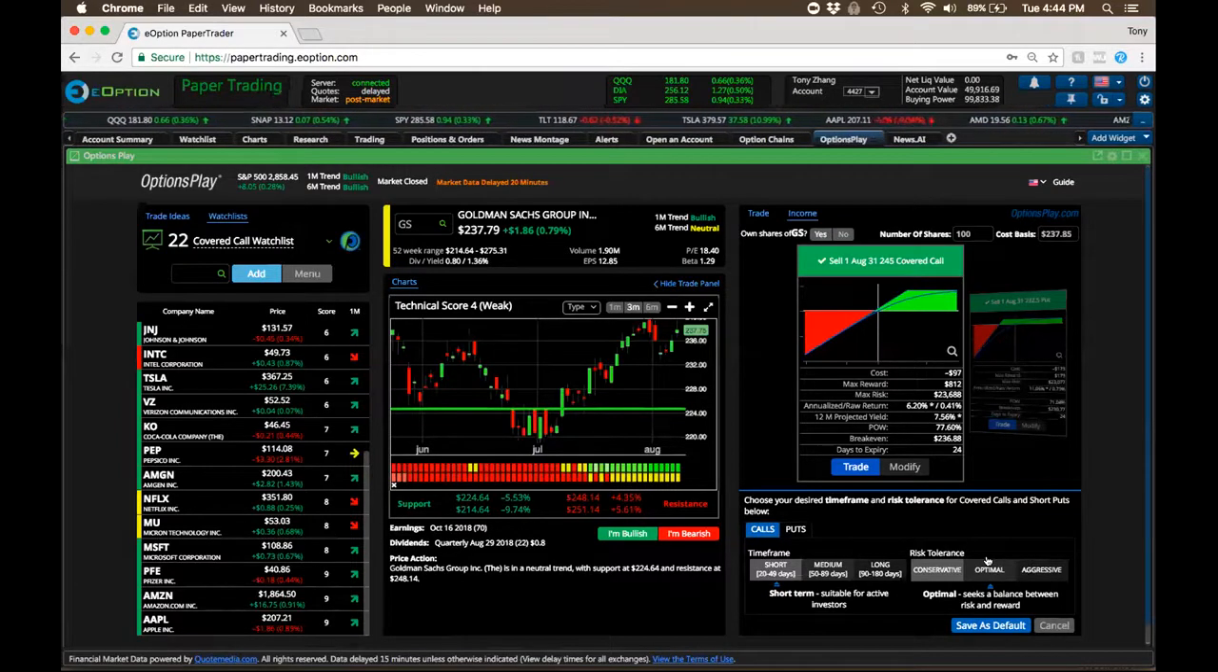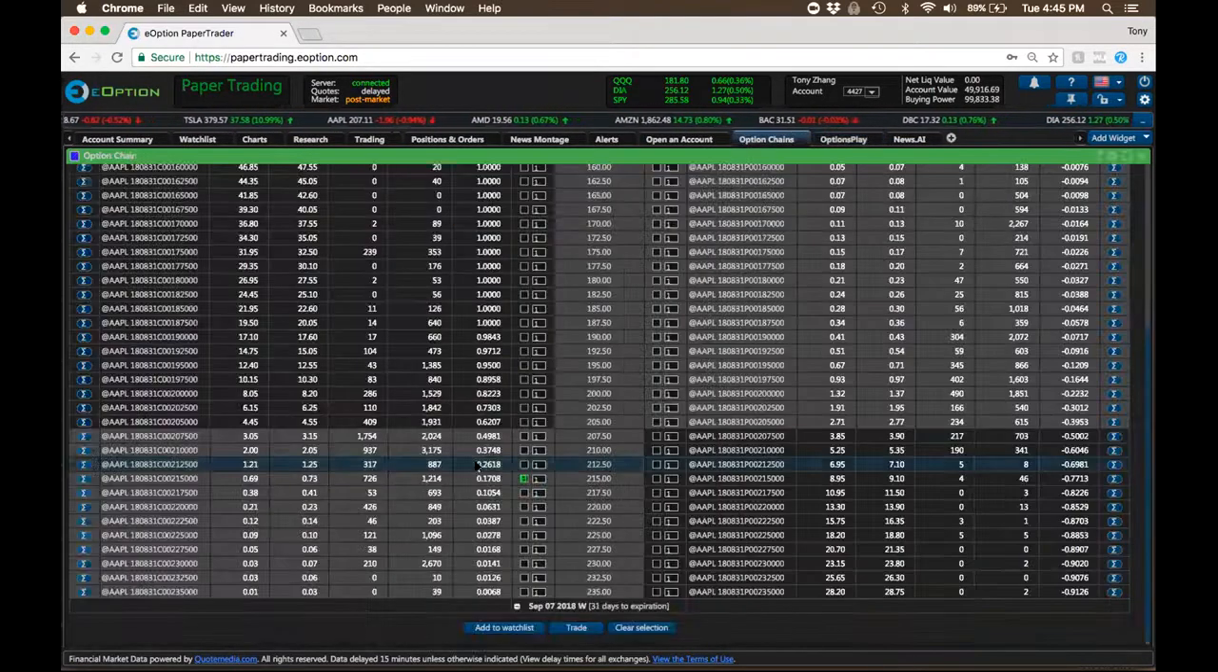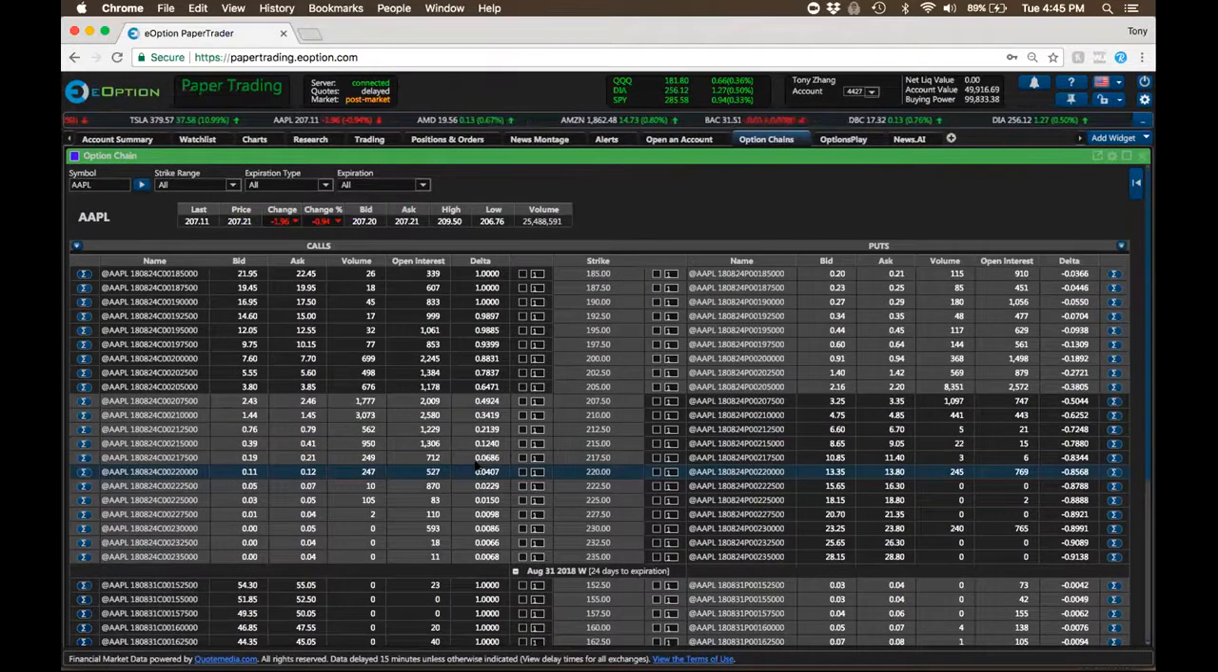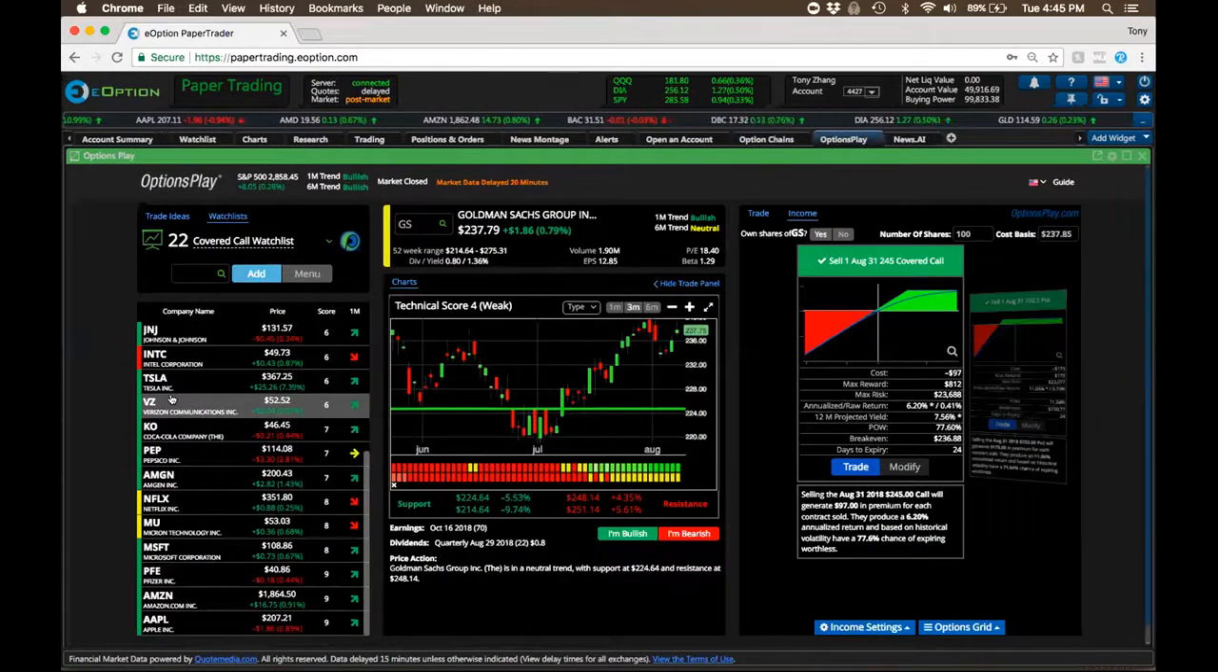So make sure that before you start any of these strategies, that you come into the income settings button, create your own personal preferences for how frequently you trade and your risk tolerance, and all you have to do is save as default. Once you do that, everything that we present to you in terms of a covered call or cash secured put is driven off of your own personal preferences. And this is the automation piece that I'm talking about: you no longer have to manually go through an option chain, find that 30-day option, find that 20 delta call, and then figure out yields. It does all of that for you. All you have to do now is simply click on any symbol in your watch list.